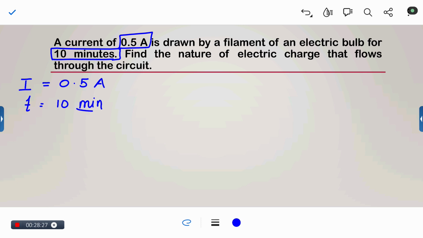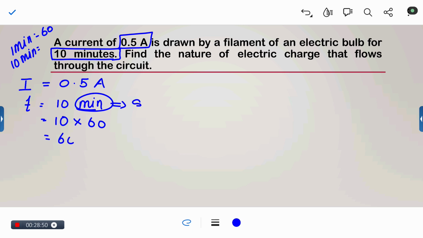Since minute is not the SI unit, we need to convert this minute into second. In order to convert into second, we are going to multiply the given number. What is the given number? 10 into 60. So why we are multiplying like this means in each minute how many seconds will be there? 60 seconds. Then in 10 minutes how many seconds will be there? 10 into 60. 10 into 60 it is going to be 600 seconds. Now we converted the time into second.